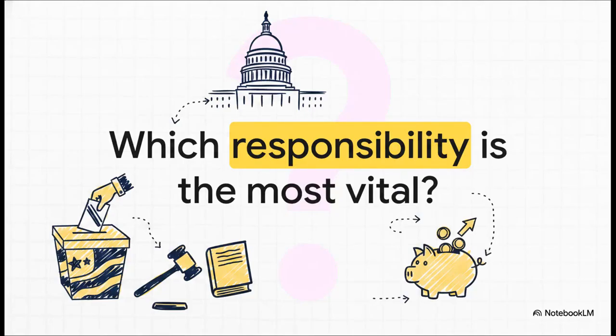To wrap up this explainer, I want to leave you with a question to chew on. Out of all those responsibilities we just mentioned, voting, obeying laws, paying taxes, serving on a jury, which one do you honestly think is the absolute most vital to keeping our democratic republic running? It's a tricky one to answer, for sure.